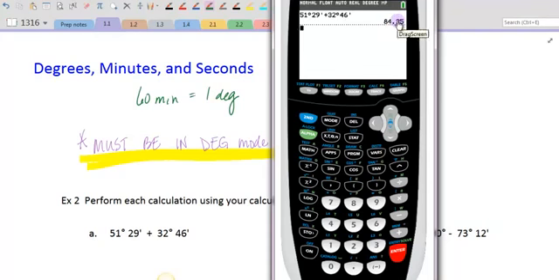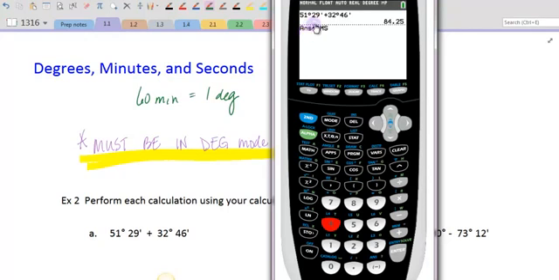84.25 degrees. Now, if I wanted to answer this question, because you're going to be asked this on your homework, I need to give the answer back in degrees, minutes, and seconds. So I'm going to ask the calculator to convert this decimal degree value into degrees, minutes, and seconds. So we go second, apps, choose option number 4. So this is degrees, minutes, and seconds.